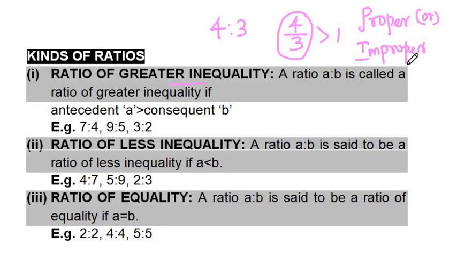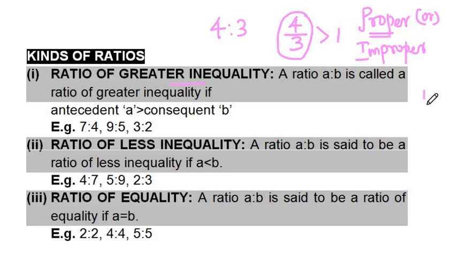தகுபின்னம், தகாபின்னம். So this is an improper fraction. When do we call it an improper fraction? Whenever the fraction value is greater than 1, it is called improper. Or whenever the numerator is greater than the denominator, it is called improper. Whenever the numerator is less than the denominator, it is called proper. If the numerator is less than the denominator, then the ratio is always less than 1, which is proper.